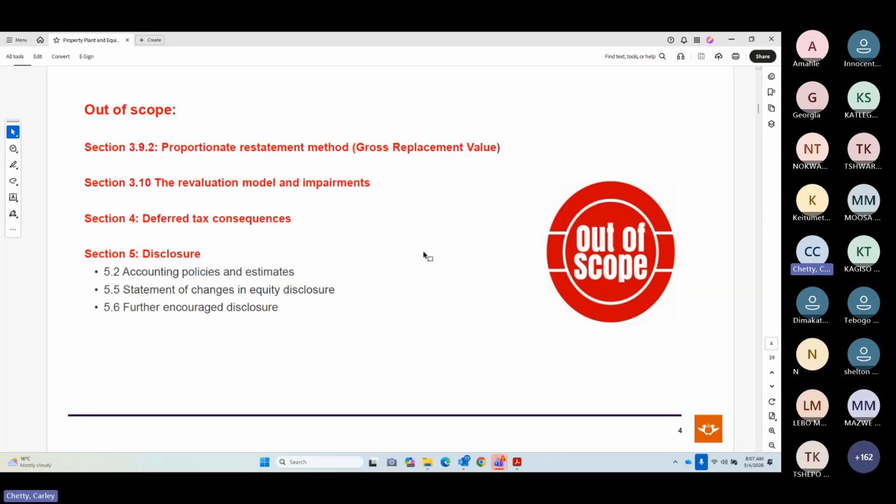Then we have deferred tax consequences. This is also out of scope, and disclosure, accounting policies and estimates. Statement of changes in equity disclosure for this topic is out of scope and further encouraged disclosure. So all of these things are out of scope. If you continue with financial accounting, you may see these in other modules and in other qualifications, but for purposes of this module, they are out of scope.